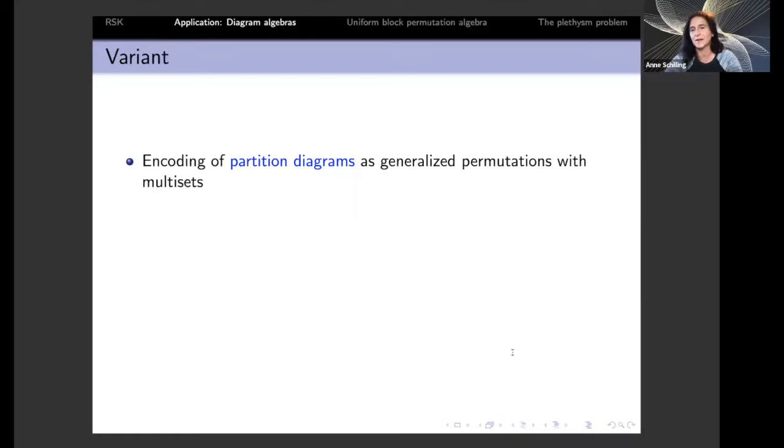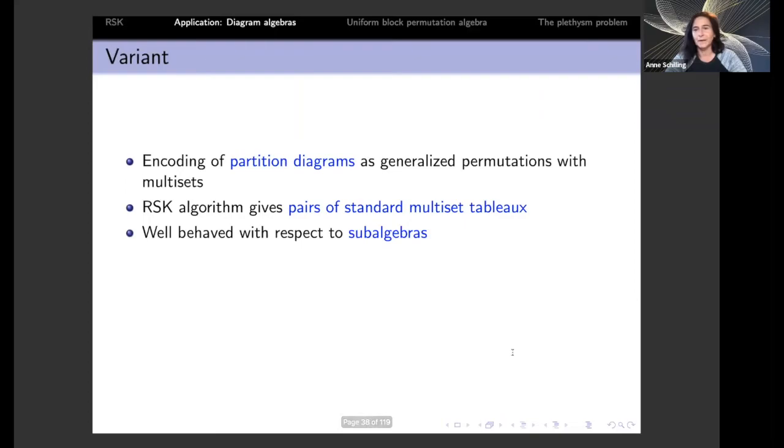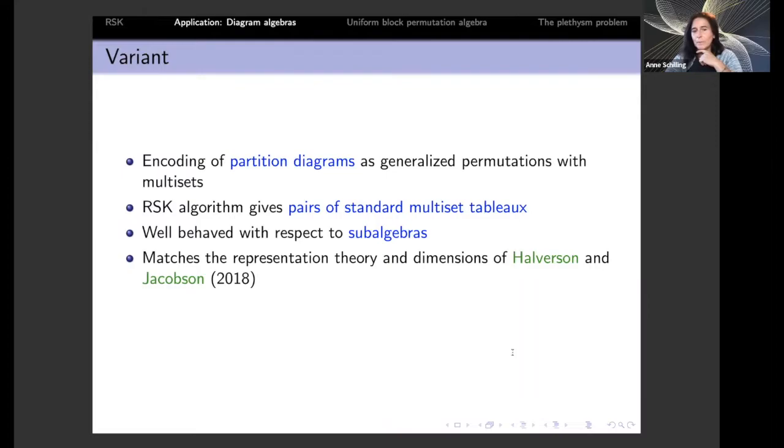And instead of using integers, we are now going to use multisets. And I will give you the correspondence in a second. Then we are going to put an order on these multisets, and then we can use the RSK algorithm, and we will get pairs of multiset tableaux. As it turns out, the way that we do that is well behaved with respect to taking subalgebras, so for example, going from the partition algebra to the Temperley-Lieb algebra. And it also matches the representation theory of Halverson and Jacobson.